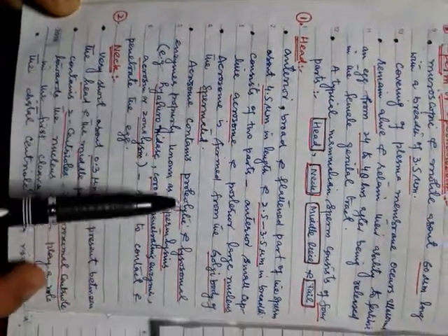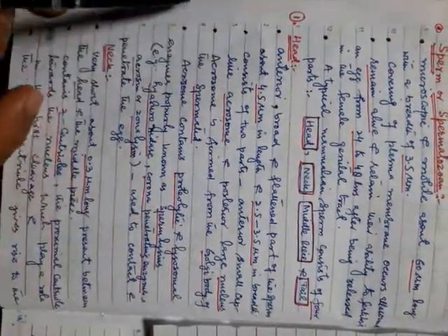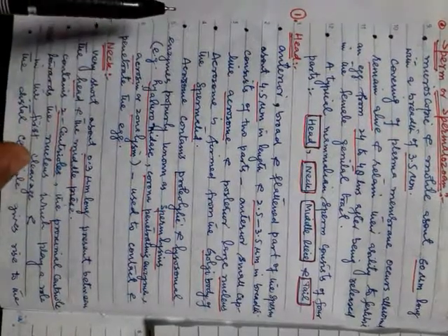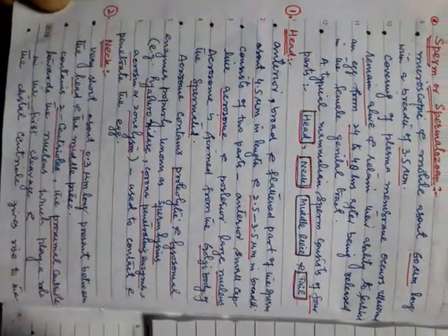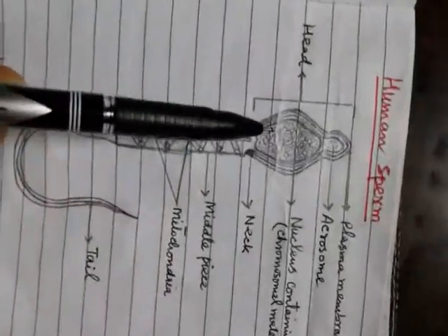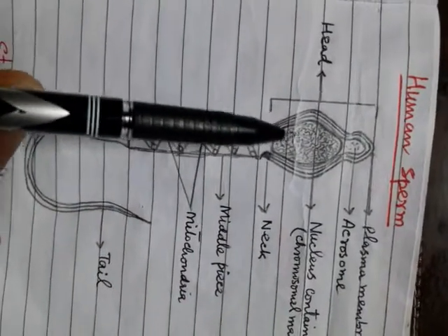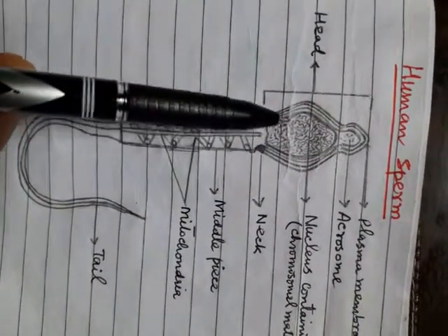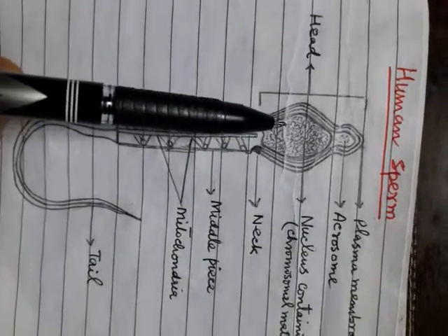This was about the head. So in short, we can say the head consists of two parts. The anterior part is the acrosomal part, and then this broad portion is the nucleus, and this nucleus contains the chromosomal material.